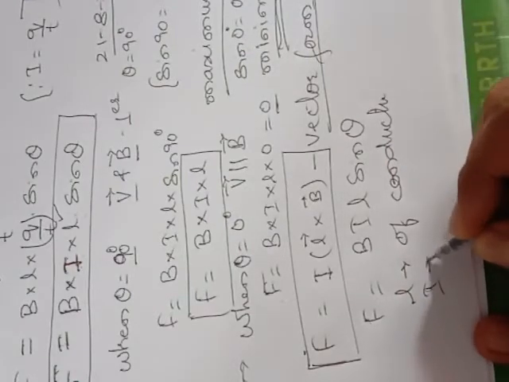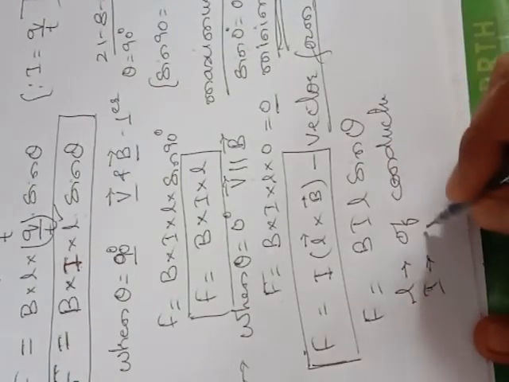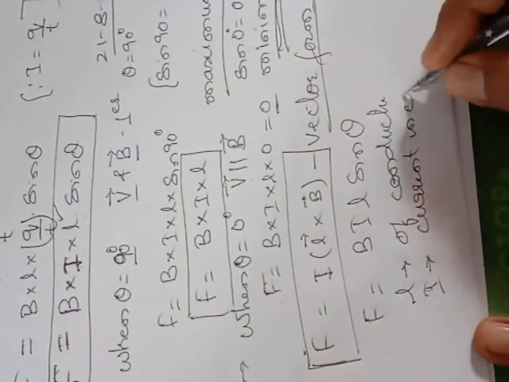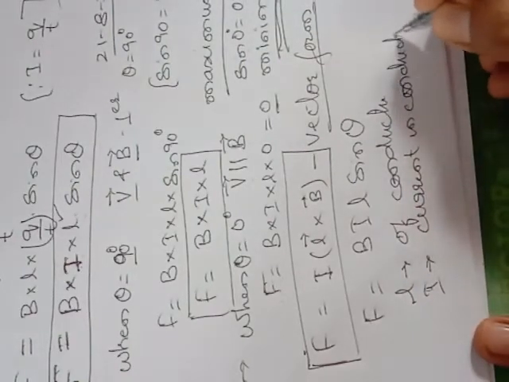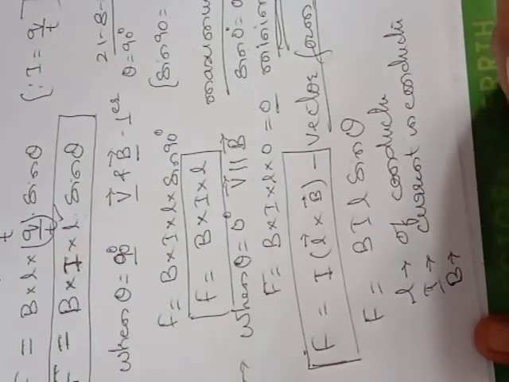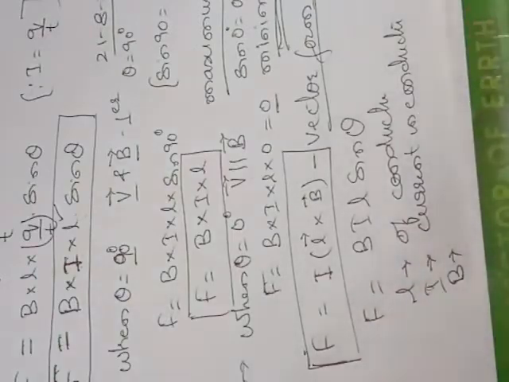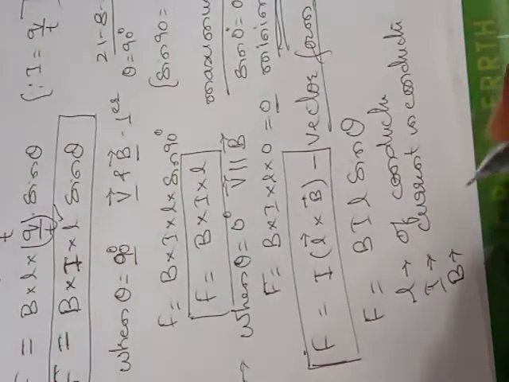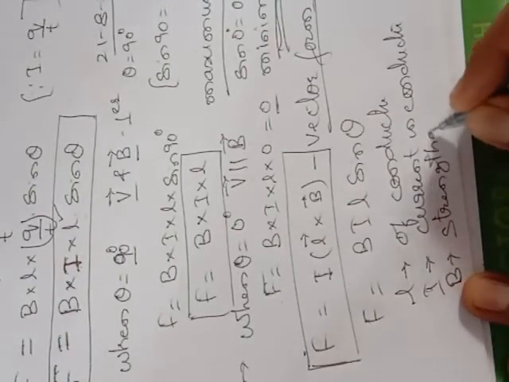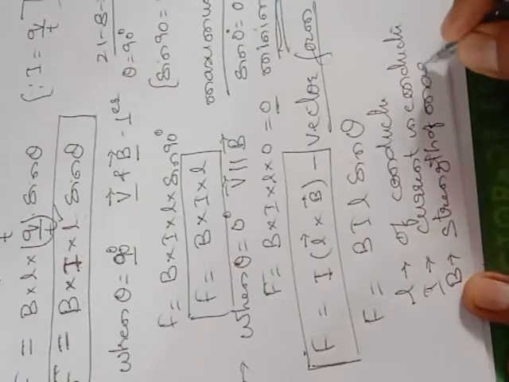Second thing, it depends upon I. I means what? Current flowing in the conductor. Third, it depends upon the magnetic field. It depends upon what is the strength of the magnetic field.